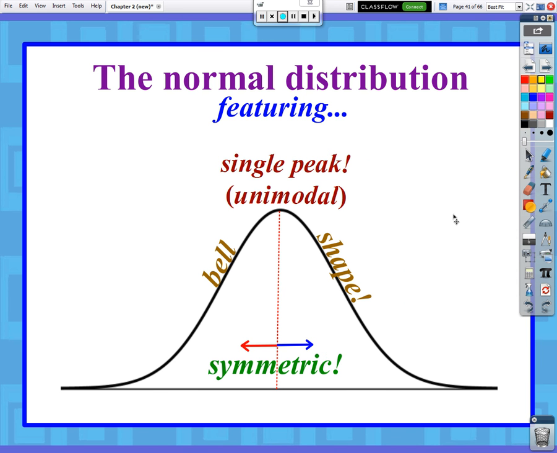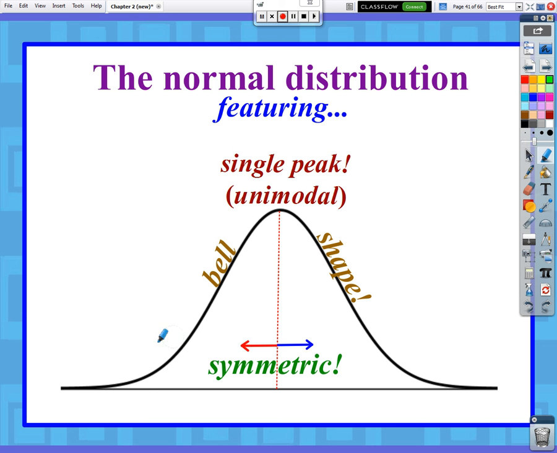So the normal distribution is a type of density curve. It is a specific type of density curve that is unimodal. It has one peak. It is bell-shaped, and it is symmetric, which is a very, very nice feature that we will use in this video.